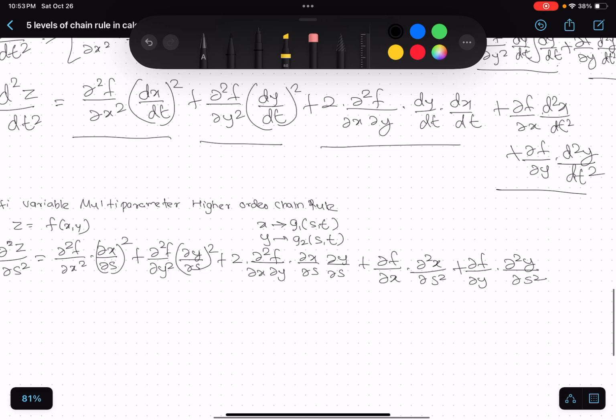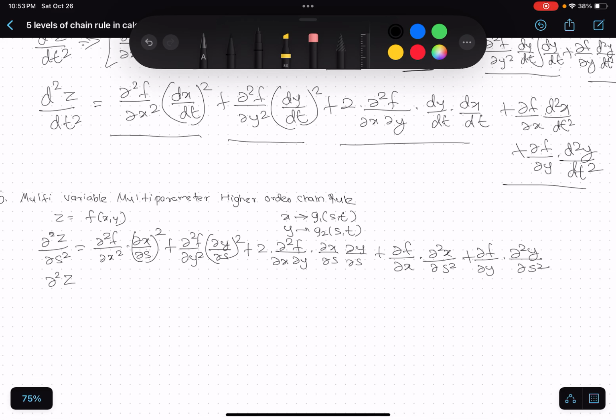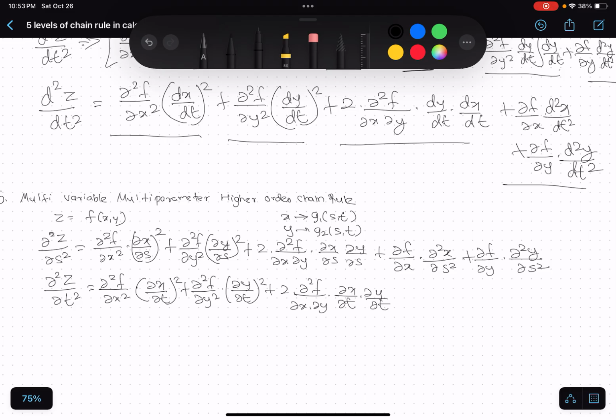So this is it. Now similarly, with respect to t, this will just be partial square f by partial x square times partial x by partial t whole square, plus partial square f by partial y square times partial y by partial t whole square, plus 2 times partial square f by partial x partial y times partial x by partial t, partial y by partial t, plus partial f by partial x times partial square x by partial t square, plus partial f by partial y times partial square y by partial t square. This is the ultimate level of general.